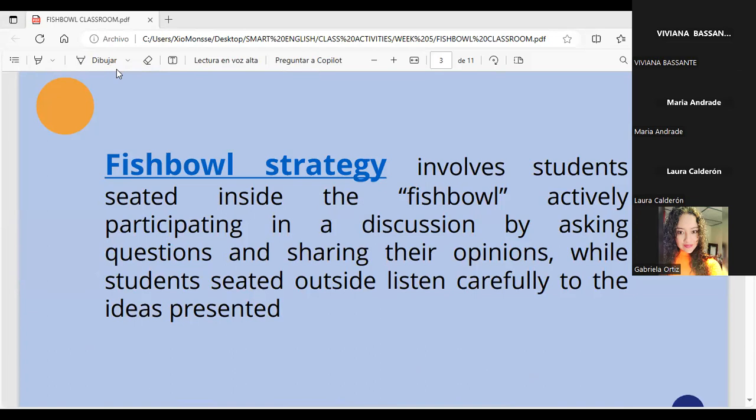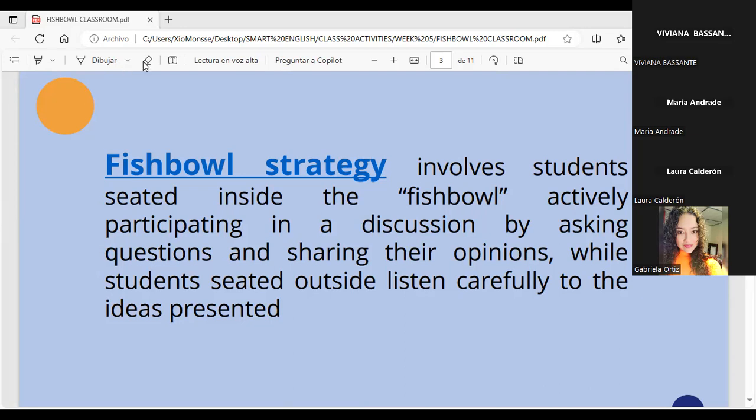They have to know, for example, days before, you have given the topic. You're not going to take them by surprise, right? So this is explicitly learn a variety of social skill. Okay, you're going to share questions and share their opinion while the students sitting outside listen carefully to the ideas presented.